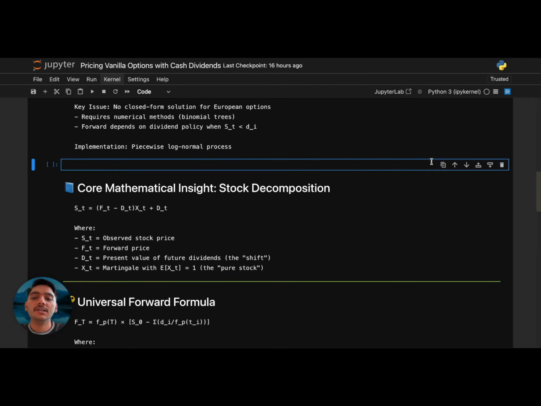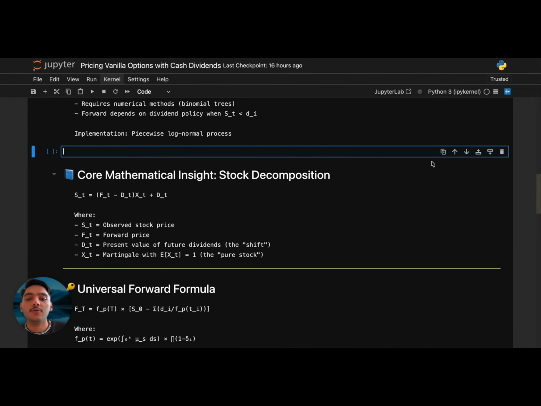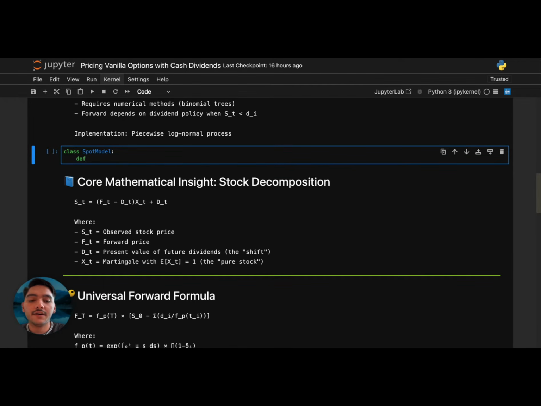So now, for the first approach, it seems obvious. The stock follows normal random walks between dividend dates, then jumps down by the dividend amount. We call this the spot model, or the piecewise lognormal model. Let me show you how to code this. Let's define a class, SpotModel, and we define a function to initialize it.